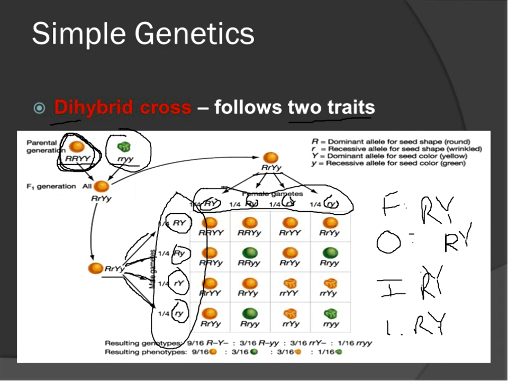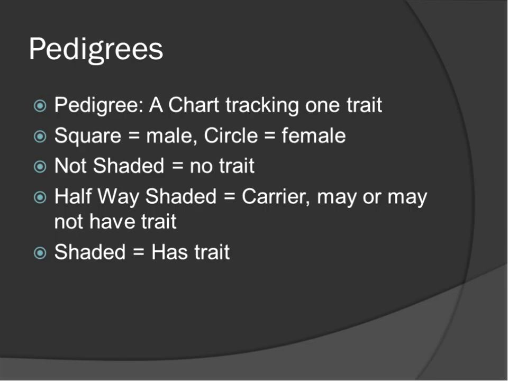Genotypes and phenotypes will always add up to 16, just like we did from before, always adding up to 4. So again, I want you to know how to do this, especially how to set up the dihybrid cross with the FOIL method, but I want you to focus most of your time on the simple genetics that we just went over.